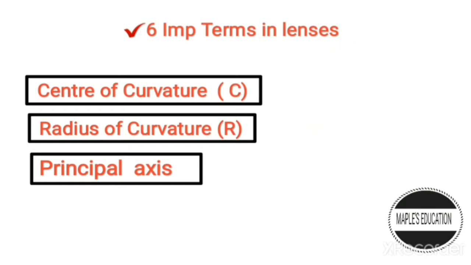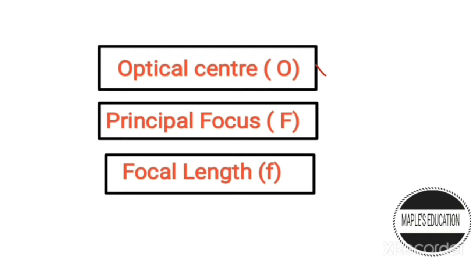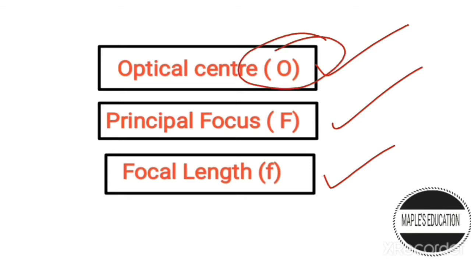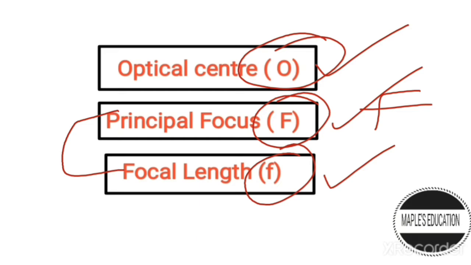Okay. Now moving to the next three, that is the optical center, the principal focus and focal length. Now optical center is denoted by letter O, principal focus is denoted by letter capital F, and focal length is denoted by the letter small f. Please make sure to identify the difference between the principal focus and the focal length. The principal focus is your capital F and your focal length is your small f.